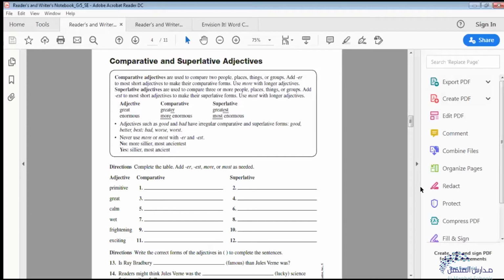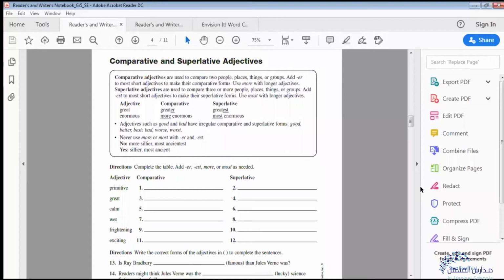Now, what does the rule say? When you compare two people, you use ER for short adjectives. Okay? When you compare two people or places or things or groups. But when you compare two people or places or things or groups with longer adjectives, you use more. You use the word more in front of the adjective. I'll give you examples so that you understand.